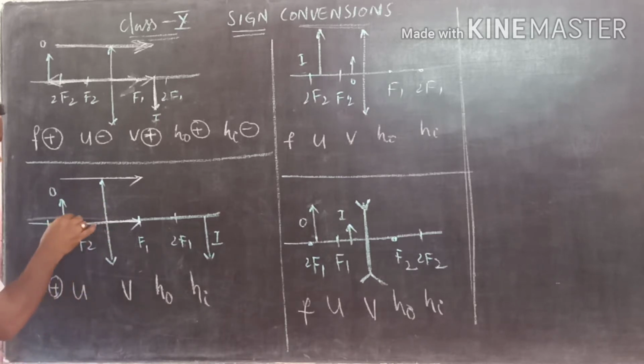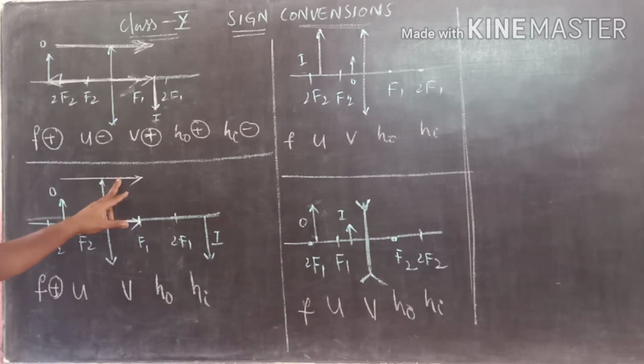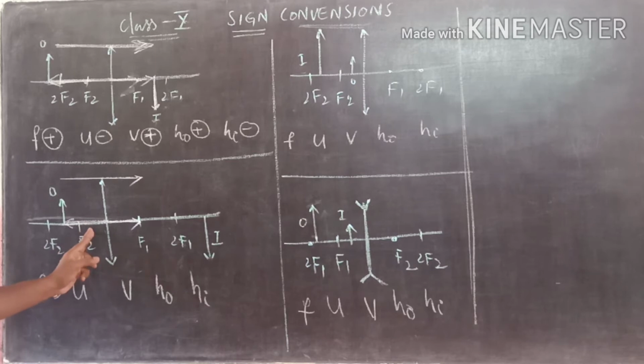Here, this side is the object, and we are measuring in the opposite direction. This means the direction of incident rays and the direction of measurement are in the opposite direction. Now the sign convention is negative.